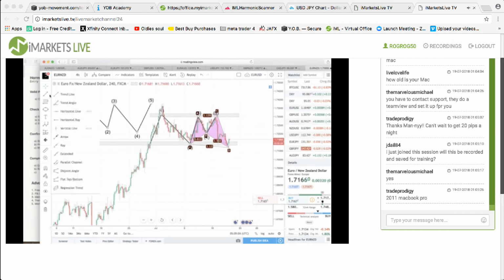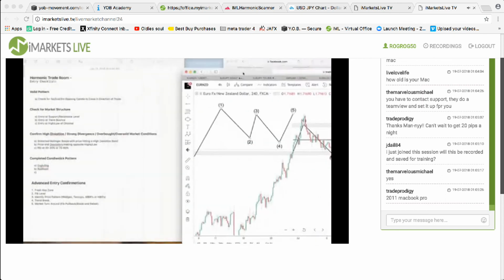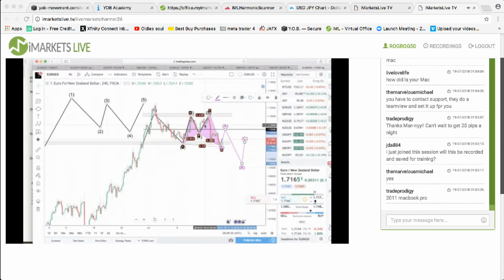Why? Because the shark pattern has a tendency to turn into what's known as a five drives pattern. A lot of times you'll see this pattern come 50% of the way back up, break, retest, and come down. And then this will end up turning into what's known as a five drives pattern. That's just a little harmonics 101, and then we'll go through that in the course.